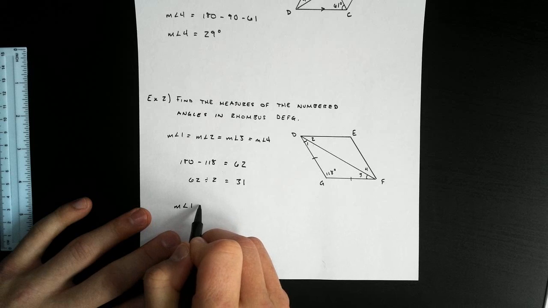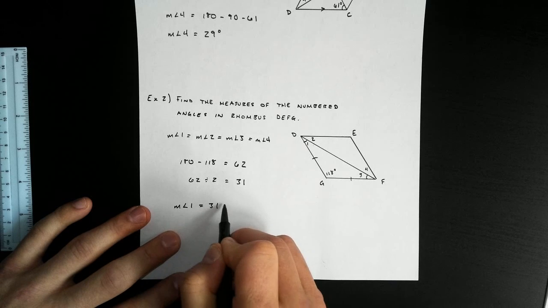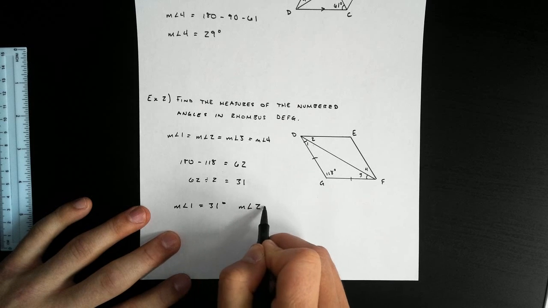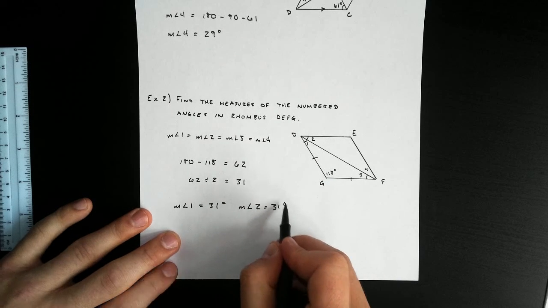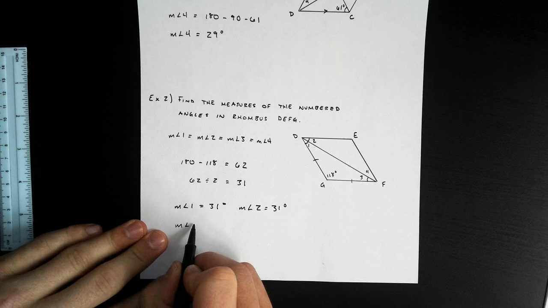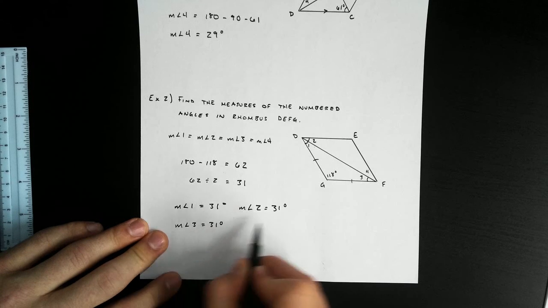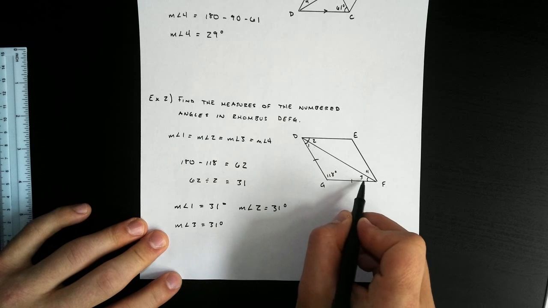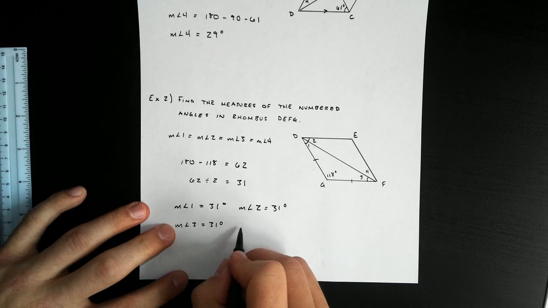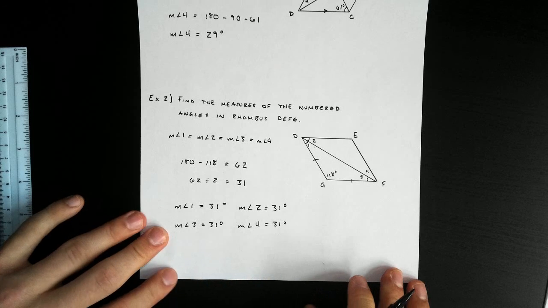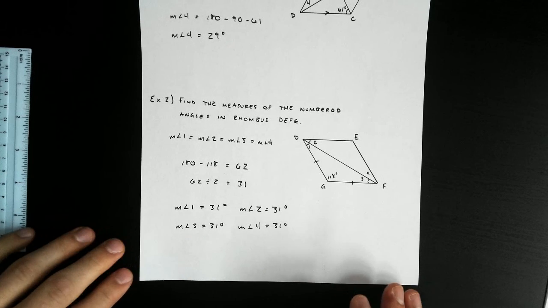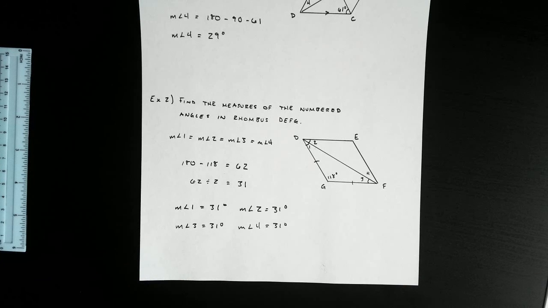So the measure of angle 1 is 31. The measure of angle 2, because these are bisected, that is also 31. The measure of angle 3 is 31 degrees because it was isosceles, so we know the base angles are congruent. And then again, the measure of angle 4 is also 31. So using the properties of rhombuses and a couple of those theorems, we're able to find out a lot of information here.